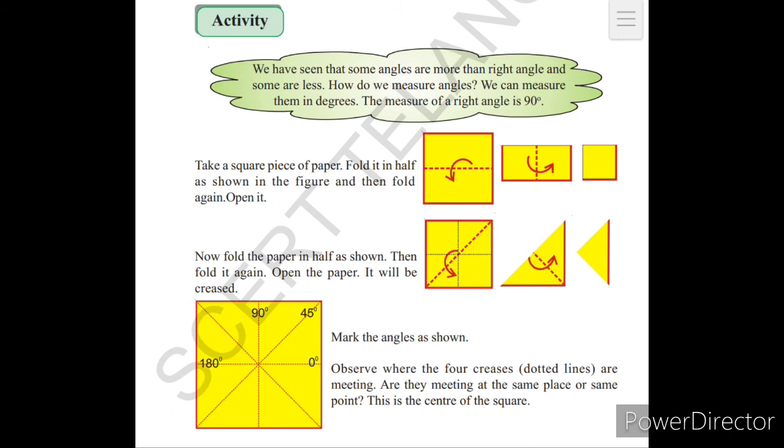Observe where the 4 creases, that is dotted lines, are meeting. Are they meeting at the same place or same point? This is the center of the square. So as told before, if you fold like that, then you'll be getting totally 8 lines. All the lines will be meeting at one point. That point is nothing but the center of the square. Okay. And angles are also mentioned in the picture, you can see starting from 0 degrees, 45, 90, 180 degrees.